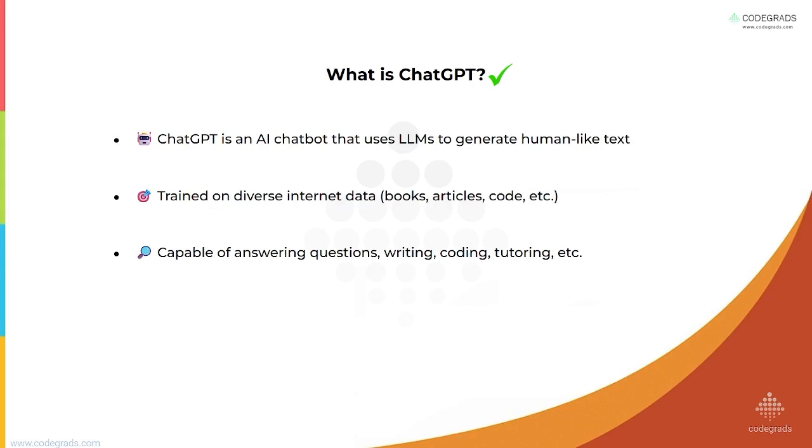Now, what is ChatGPT? It is an AI chatbot built on the GPT, the Generative Pre-trained Transformer, language model. It can understand and generate human-like text. It was trained on massive internet data, and it is capable of conversation, question answering, summarization, and many more uses. You can think of it as an intelligent assistant that can read, write, explain, and solve problems. So these are the use cases of ChatGPT.